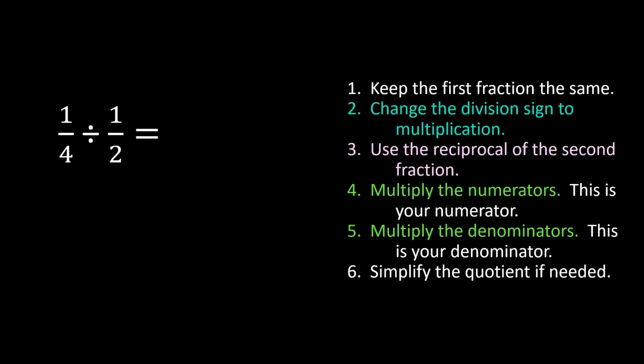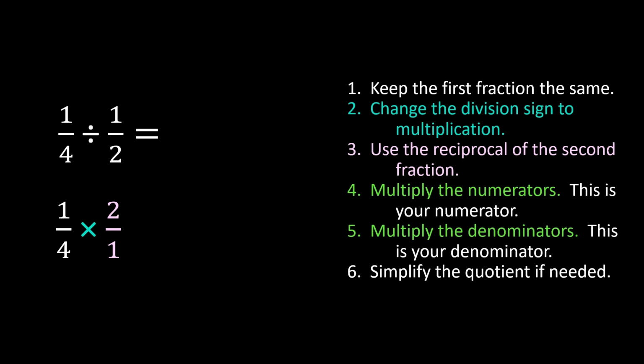In this example, we have 1/4 divided by 1/2, and we're going to work through all of our steps showing all of our work. And the first step is to keep the first fraction exactly the same. So when I show my work, I'm going to rewrite my problem, keeping the fraction exactly the same. So 1/4 stays 1/4. Then I'll be changing the division sign to multiplication. So I'll show my multiplication sign, and we'll be using the reciprocal of the second fraction. And the reciprocal is where we switch our numerator and denominator. So instead of multiplying by 1/2, we'll be multiplying by 2/1.